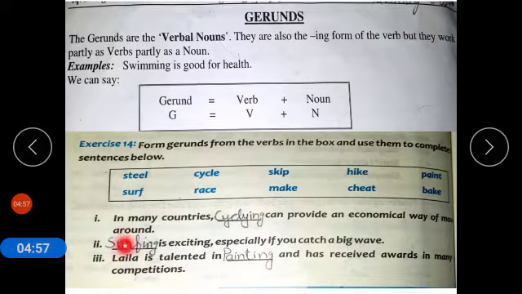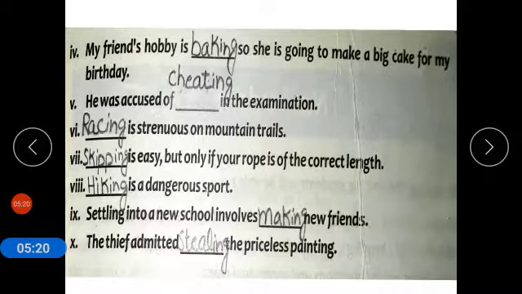Dash is exciting, especially if you catch a big wave. Surfing. It is a water sport which is called surfing, S-U-R-F-I-N-G. Leila is talented in dash and has received awards in many competitions. Leila is talented in painting. Now, coming to the next statement, my friend's hobby is dash, so she is going to make a big cake for my birthday. My friend's hobby is baking, B-A-K-I-N-G, baking.